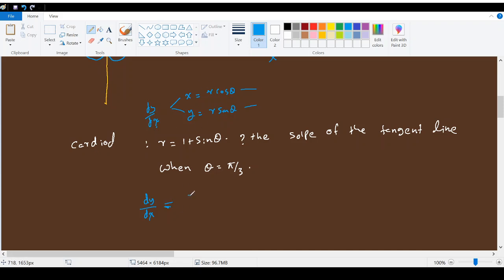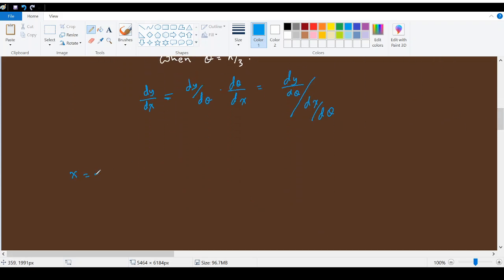So we just do what we did for the parametric representations: dy by d theta times d theta by dx. And we can rewrite this as dy by d theta divided by dx by d theta. So it's just a matter of computing the derivatives from x equals r cos theta and y equals r sin theta.